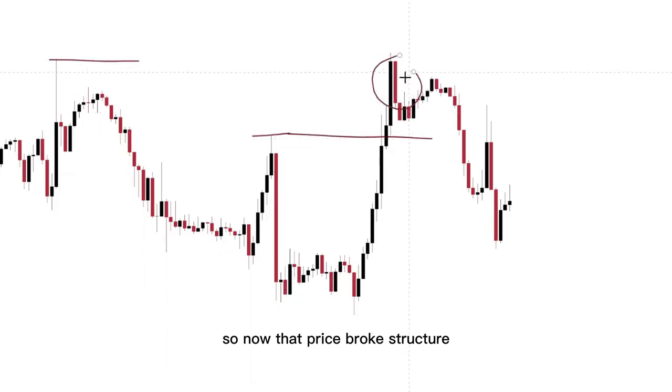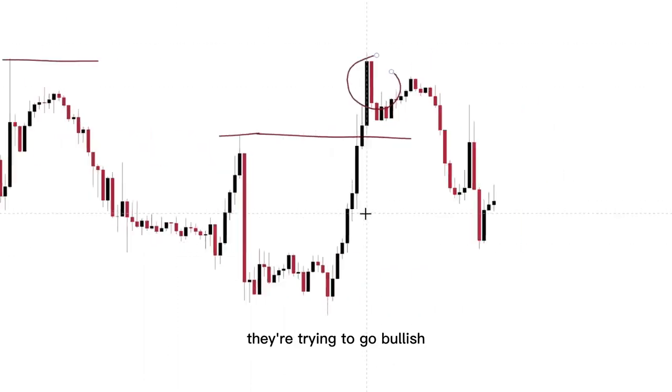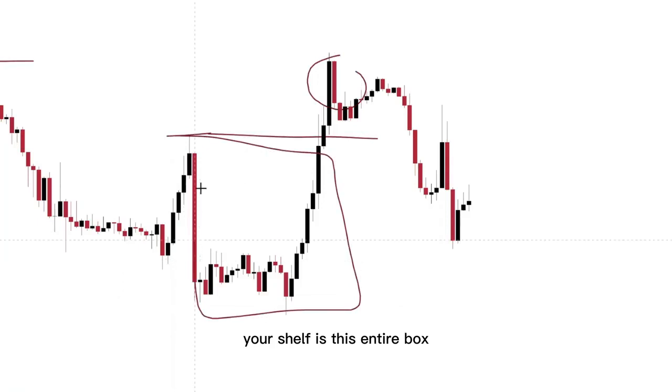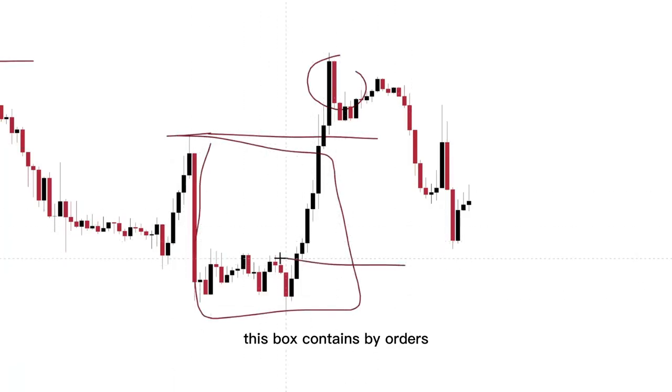So now that price broke structure, what does that indicate? Not all the time, but probability-wise, when this happens, price is at least attempting to change direction. So from bearish, they're trying to go bullish. So now you locate your shelf. Where is your shelf? Your shelf is this entire box. What is happening in this box? This box contains buy orders, and when price comes back into this range, it's reaching for buy orders.